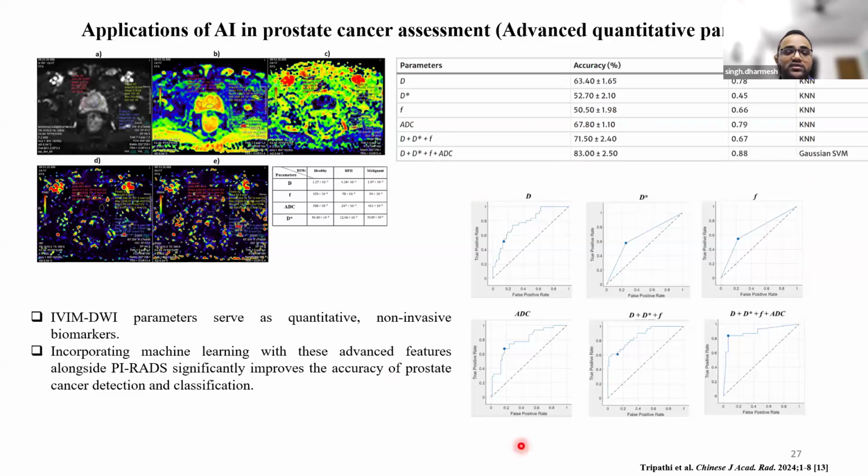The conclusion of this study is that IVIM DWI parameters provide distinct tissue characteristics, and while individual parameters show moderate accuracy, when we combine them with machine learning, it significantly improves prostate cancer classification, achieving 83% accuracy and an AUC of 0.88. So this demonstrates the strong potential of AI-based multiparametric analysis, or IVIM-based analysis, as a complement to PI-RADS in clinical practice.